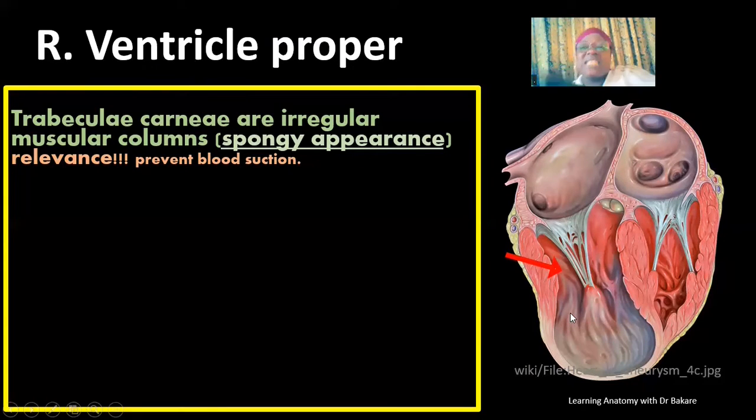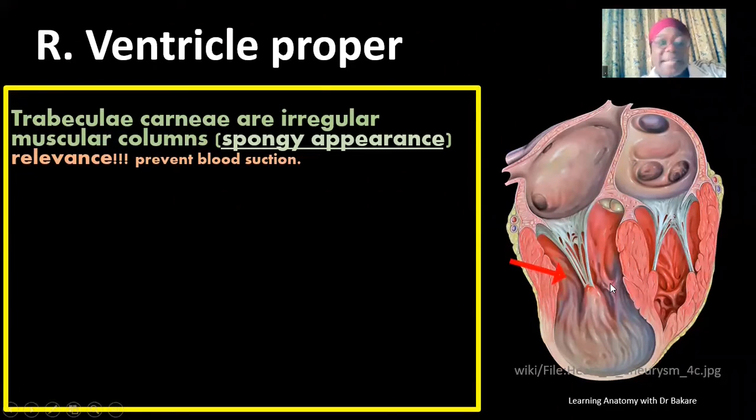So these ridges create this spongy appearance, and the relevance of this roughness is to prevent blood suction, because as deoxygenated blood is being pushed into the right ventricle, there's going to be a slowdown of blood movement. Blood will be slowed down so as to help control the pumping action of the heart.